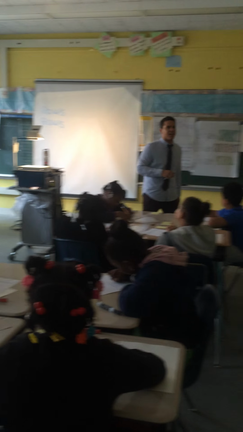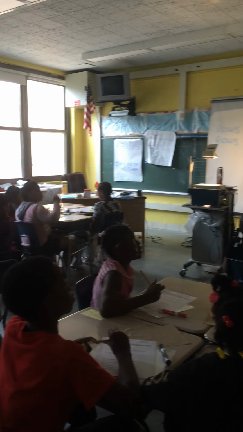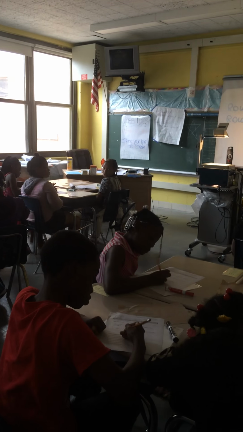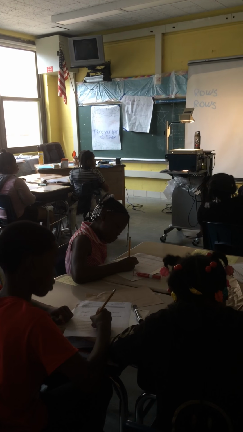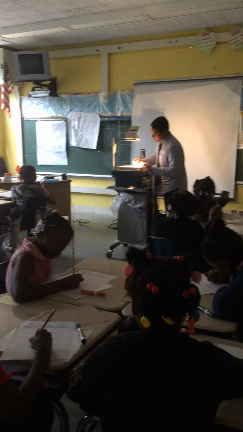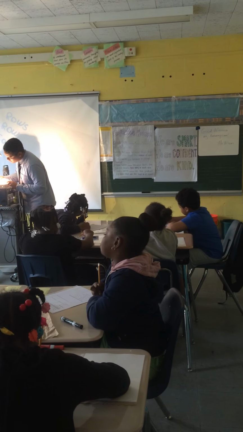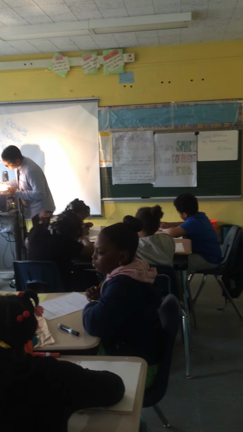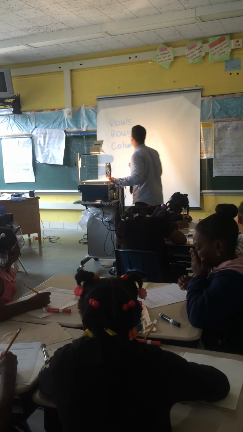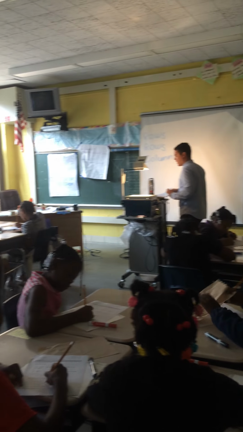Now, after we found out the rows, what did we identify next? Was it another row or was it the column? Elisa? Column. Everybody write columns in the third line.